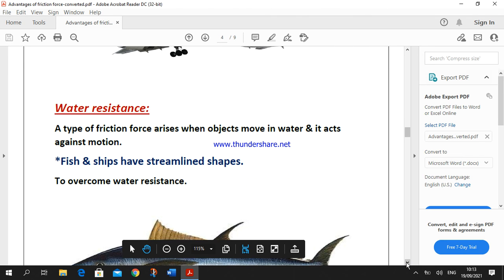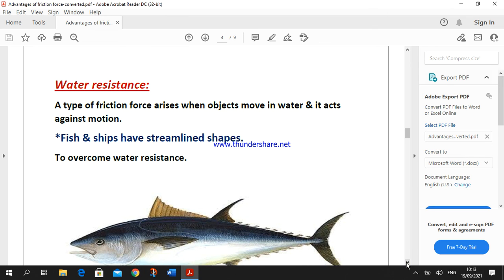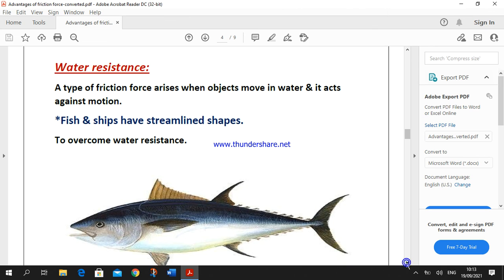Water resistance is also defined as a type of friction force. It arises when objects move in water and acts against motion, in the opposite direction of motion. By noticing the shape of fish, ships and boats, all of them have streamlined shapes. Also, the diver and swimmer take a streamlined shape while swimming in the water, to overcome the water resistance.